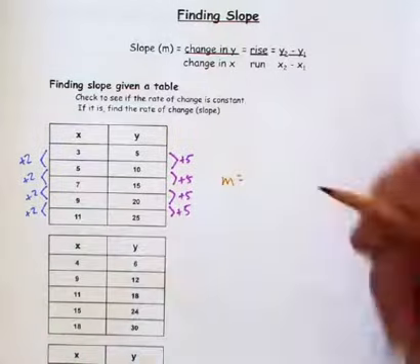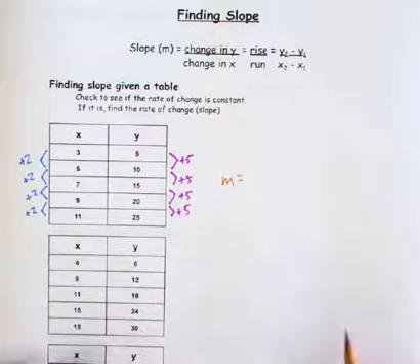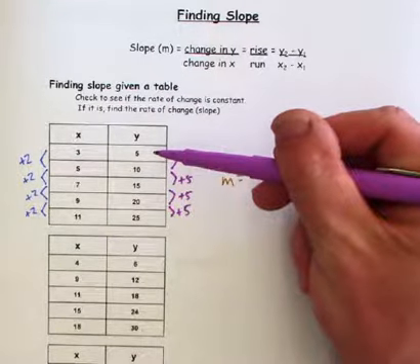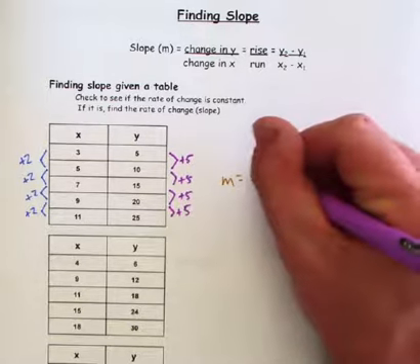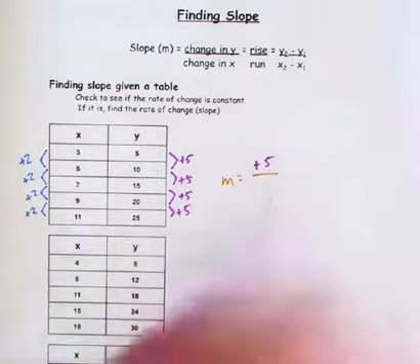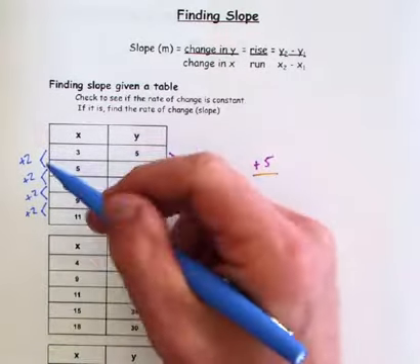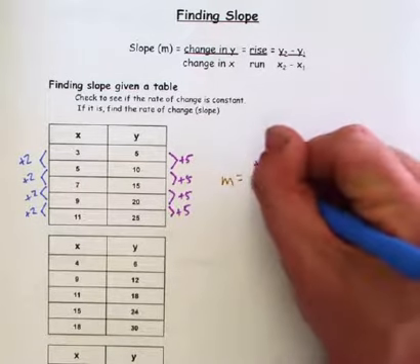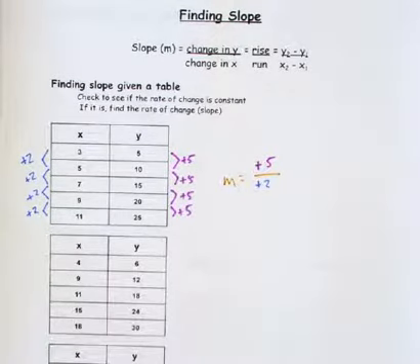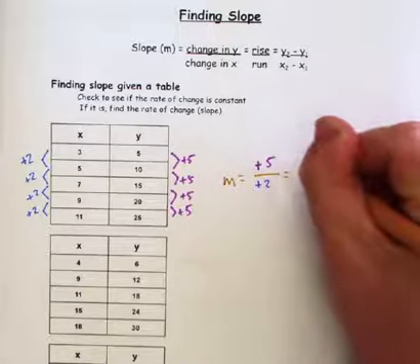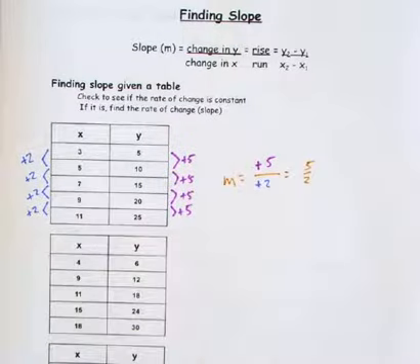I'll try to use color so this is clear. m is going to be the change in y over the change in x. Every time we move from one row to the next, we're going up 5, so we have plus 5 on the top. In the x, we're going up 2, so plus 2. So we end up getting an answer of m equals 5/2. It's positive.